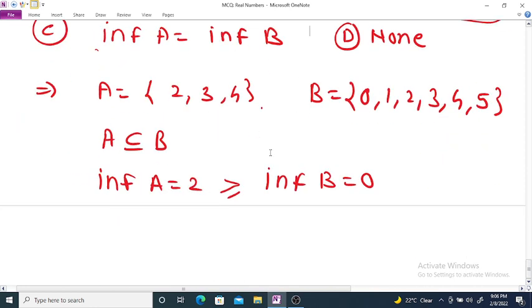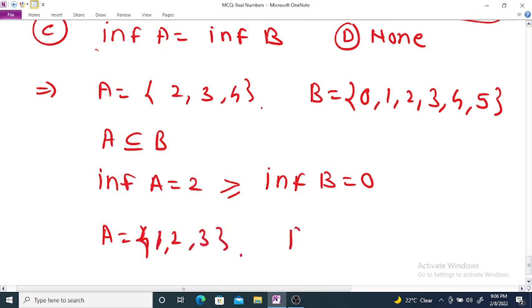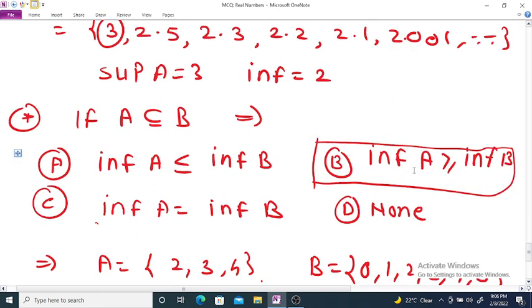So when equality holds, if we take say here A is equal to {1, 2, 3}, and B is equal to say again {1, 2, 3, 4}. So here A is a subset of B, but infimum of A is equal to infimum of B. So the correct option is: infimum of A greater than or equal to infimum of B.